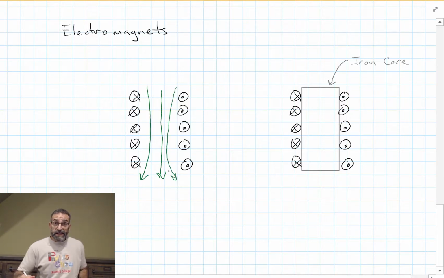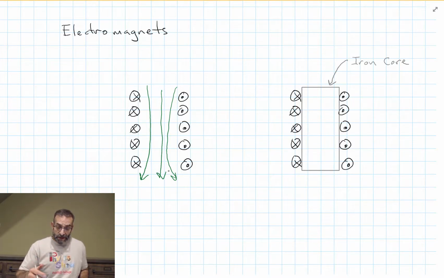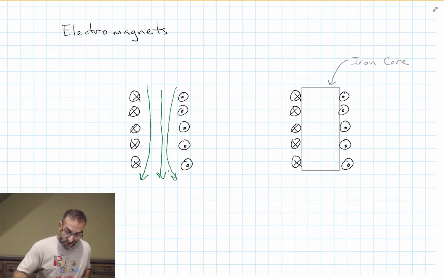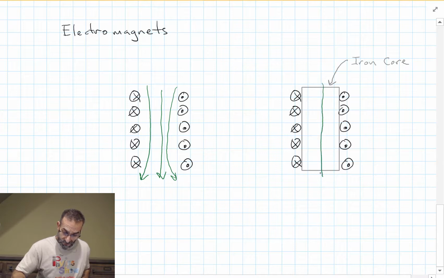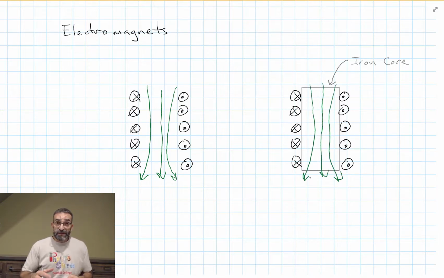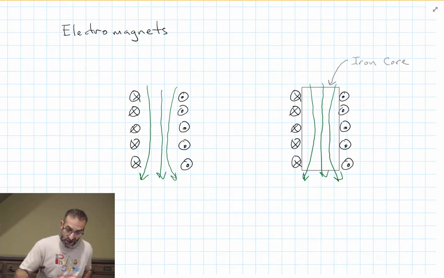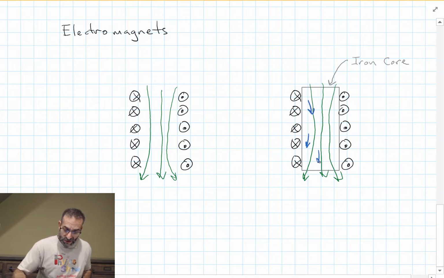The one on the right has an iron core on the inside. It's a piece of iron. When you run the current through the solenoid, it forms this magnetic field just like the one on the left does. But when that field forms, the magnetic domains in that iron core go into alignment, and we get some extra magnetic field due to the alignment of those domains.